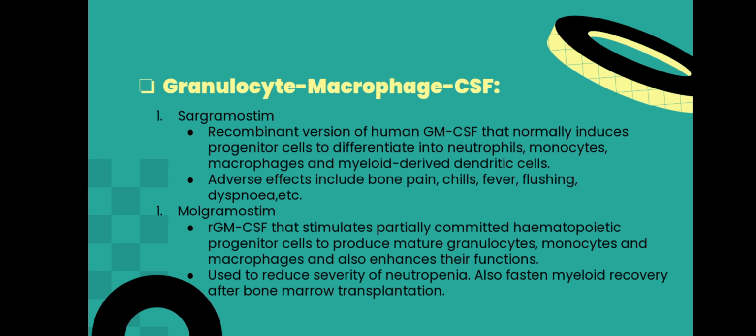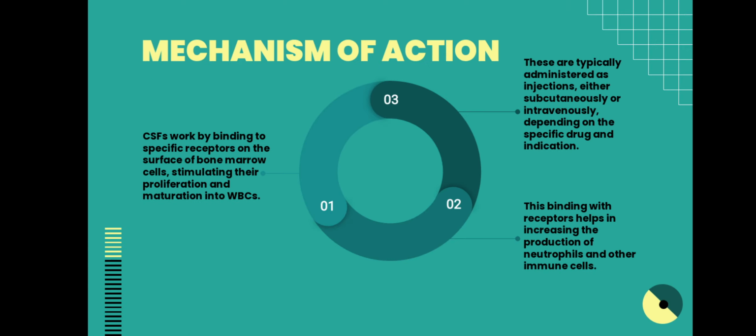Second GM-CSF is molgramostim. This is recombinant GM-CSF that stimulates partially committed hematopoietic progenitor cells to produce mature granulocytes, monocytes, and macrophages, and also enhances their functions. This is used to reduce severity of neutropenia. This also hastens myeloid recovery after bone marrow transplantation.